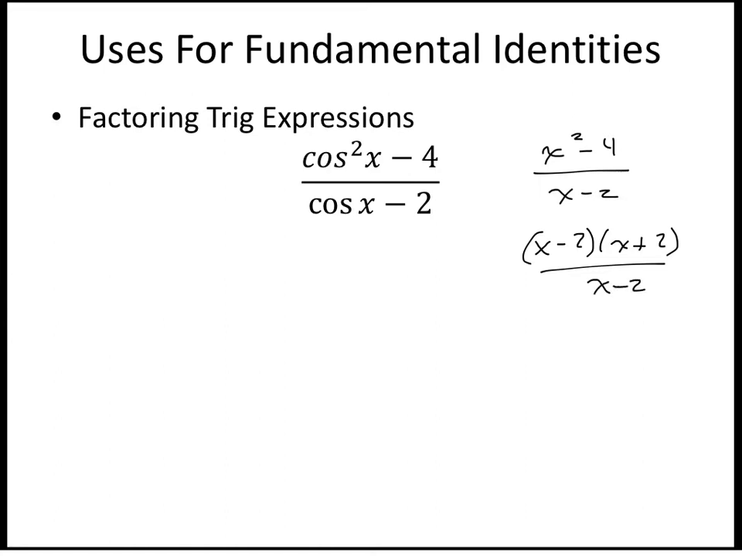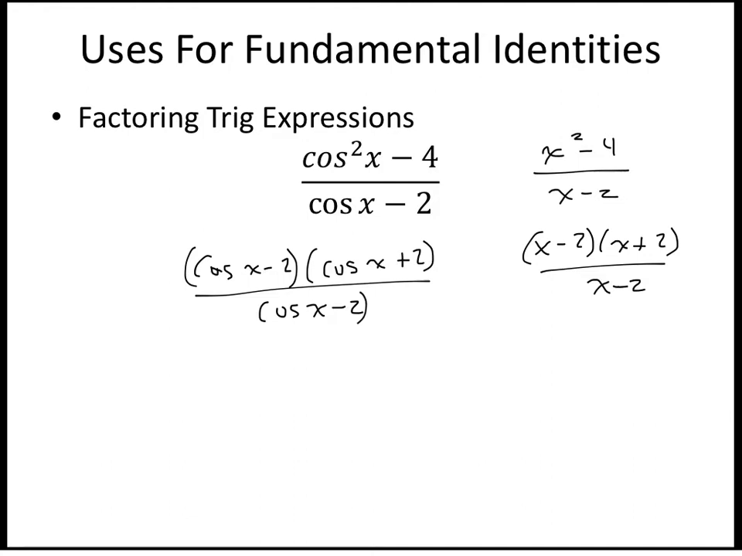And doing my substitution back, I can say that this is going to be cosine of x minus 2 times cosine of x plus 2, all of that over cosine of x minus 2. So my cosine of x minus 2's cancel out, and I'm just left with cosine of x plus 2. We also might write this 2 plus cosine x so that we don't have any confusion about what that 2 means for us. It's a vertical shift, not a phase shift.